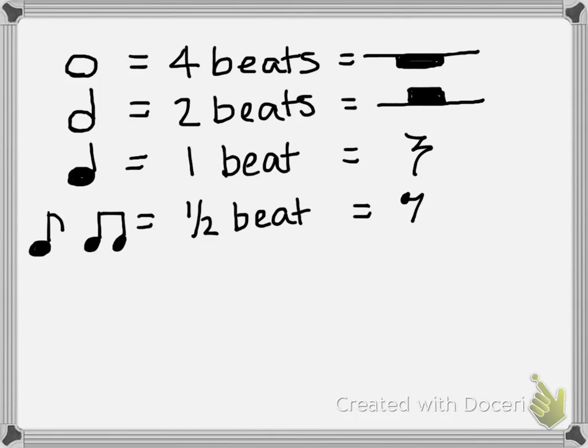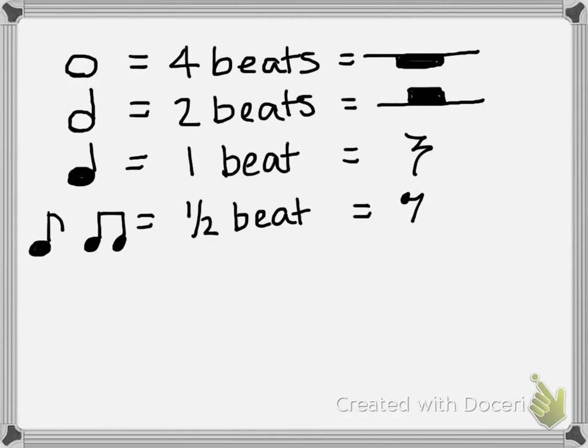So if you're keeping track of the steady beat, and you have as a steady beat 8th, 8th, 8th, 8th, 8th, 8th, 8th, 8th. So you're going to have 2 for every steady beat.